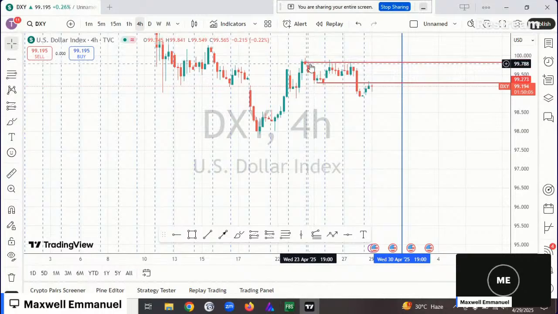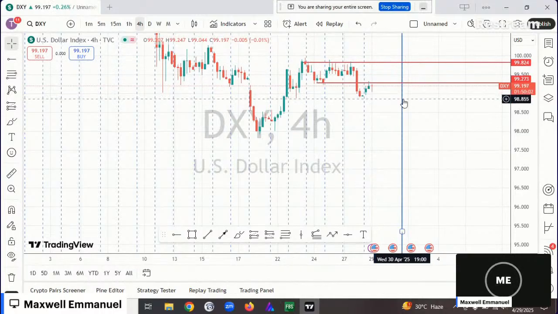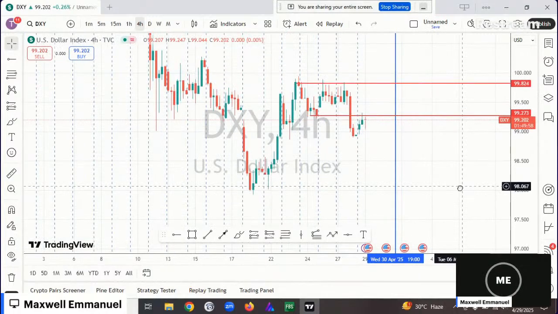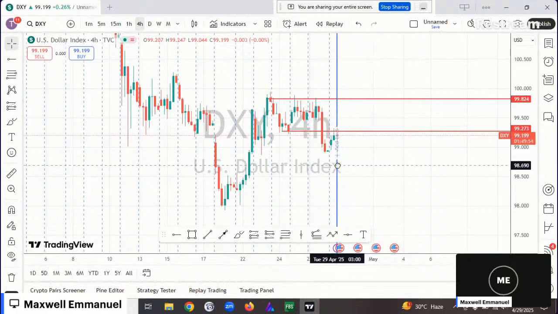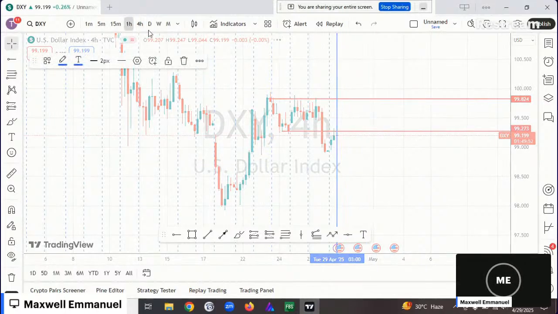Okay, if this resistance is broken, but at the moment it is still bearish. So after the formation of this, you can see the candlestick pattern that formed on 4-hour, it's a shooting star. Let's go down to 1 hour.